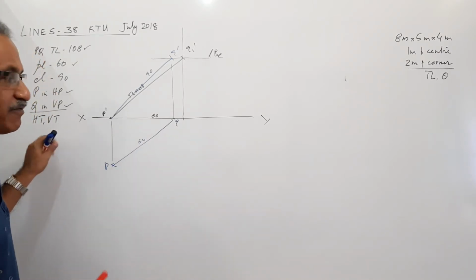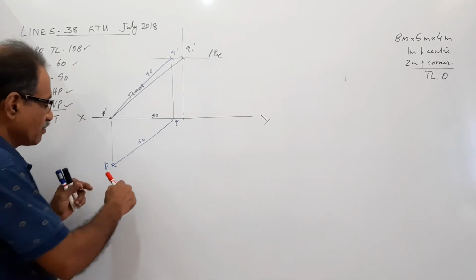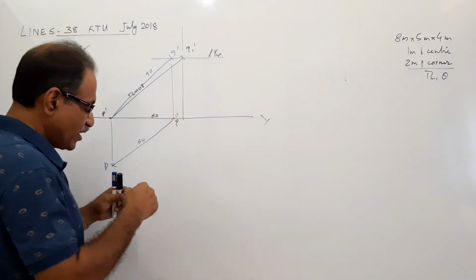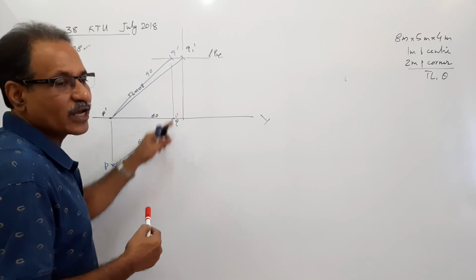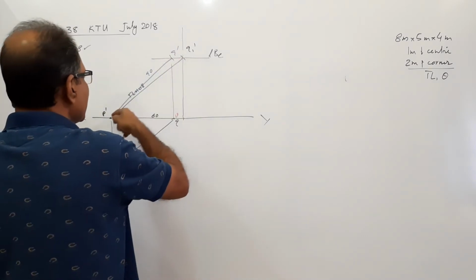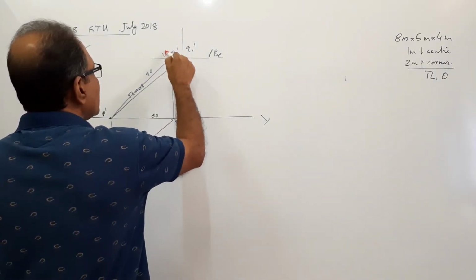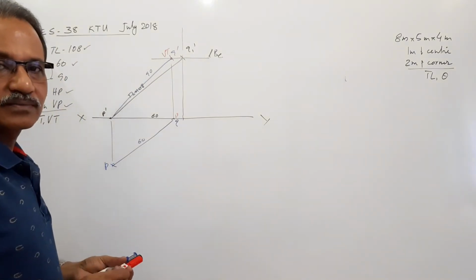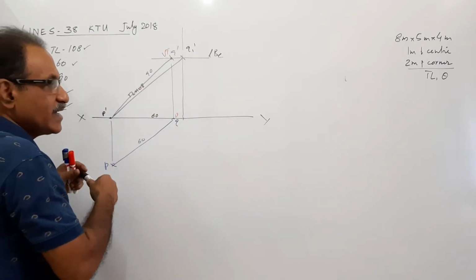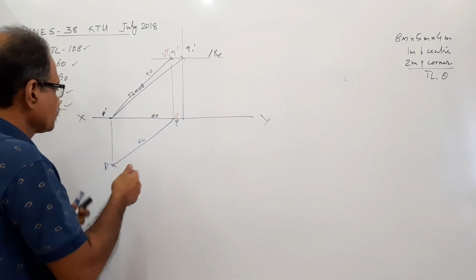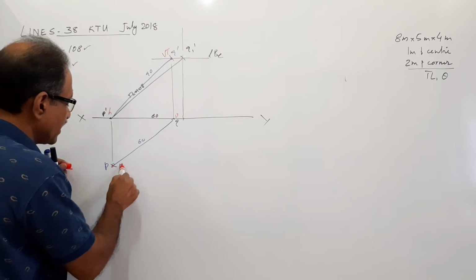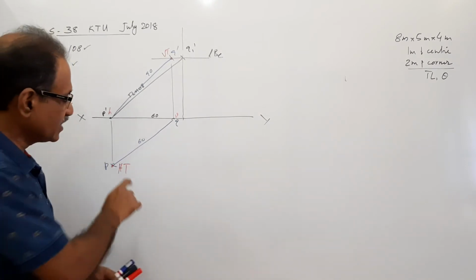What are we asked to find? HT and VT. When you extend the plan, it cuts XY at V. Draw a vertical line from there and extend the elevation. Then they meet at VT. Q dash itself is VT. Similarly, when you extend the elevation, it cuts XY at H. P dash itself is H. Draw a vertical line from H and extend the plan to get HT. P itself is HT. This is HT, this is VT.